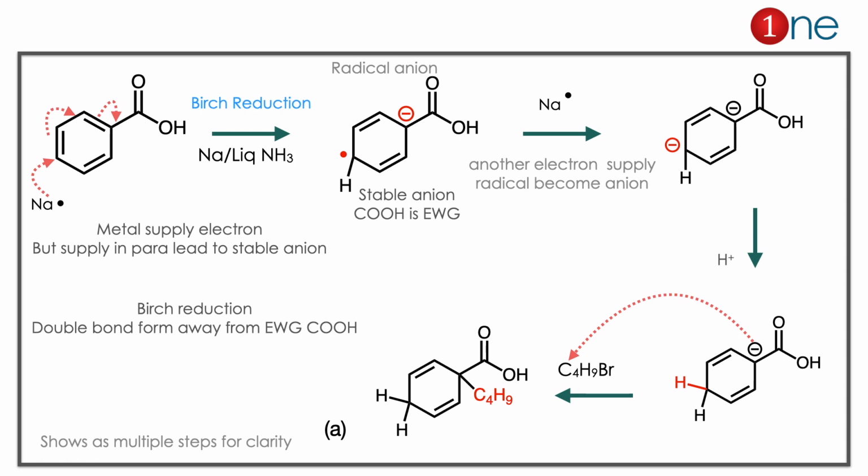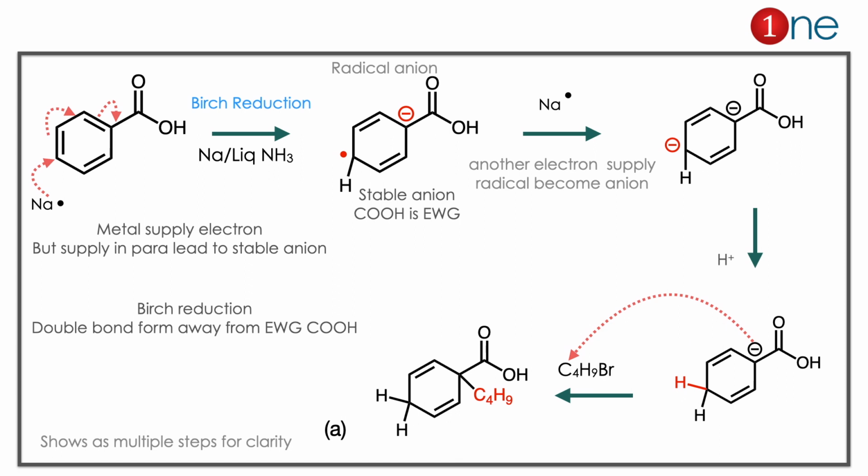The starting material is benzoic acid. You are using sodium in liquid ammonia. It is the Birch reduction. Birch reduction reduces the benzene ring, particularly the aromaticity is destroyed here. So what really happens is sodium supplies an electron to the ring. So the single electron is supplied and the electron moves.